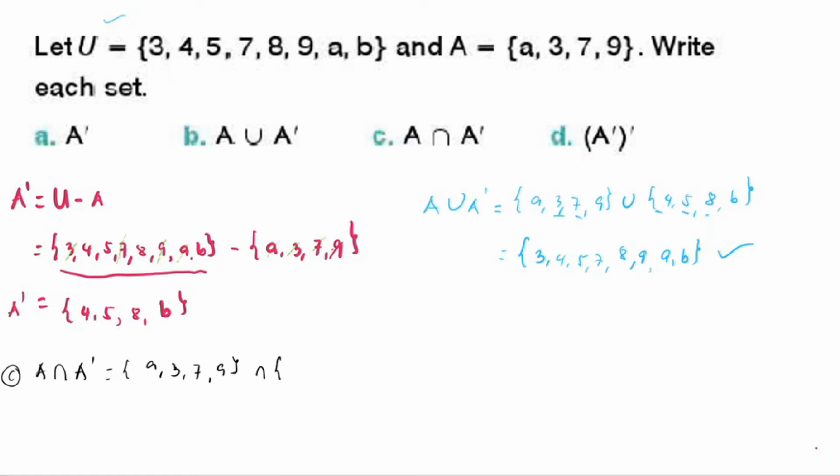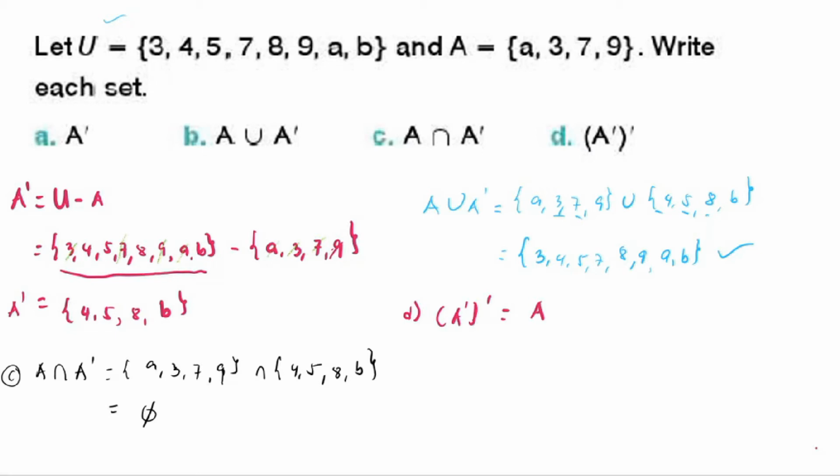Intersection from A complement, whose answer a while ago we have 4, 5, 8, and B. So try to find out if there is any common between the two sets. I cannot see that there is any common between these, so therefore I will say empty set. And for letter D, we have the complement of the complement of A. So our expected answer there must be set A.